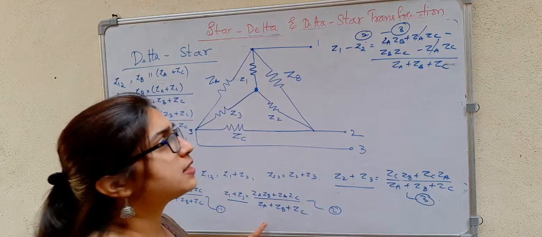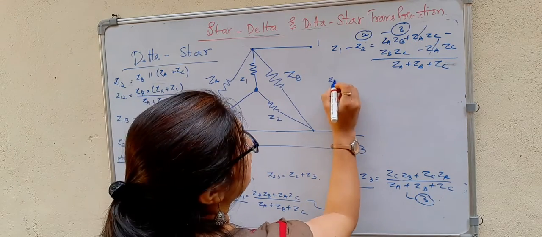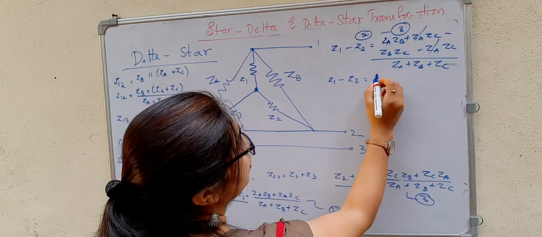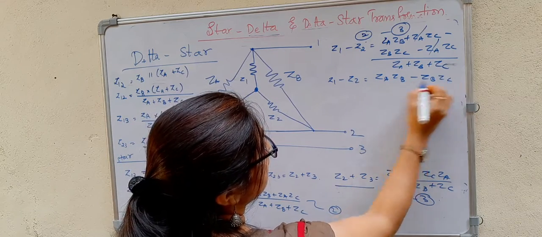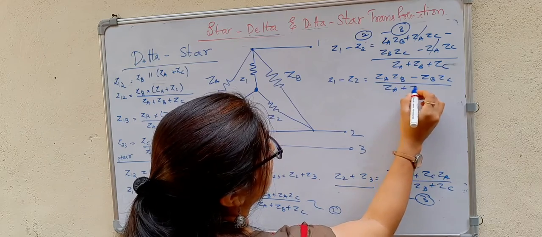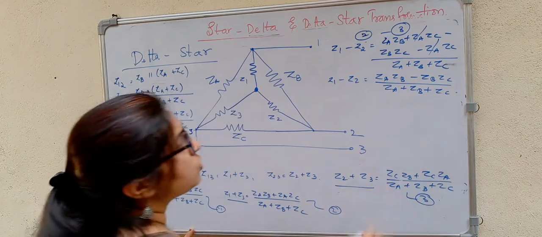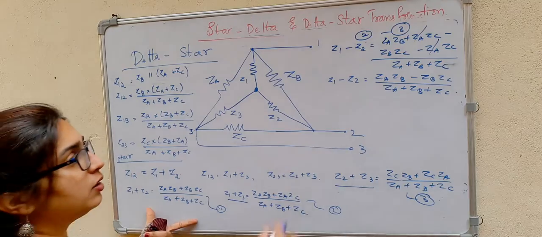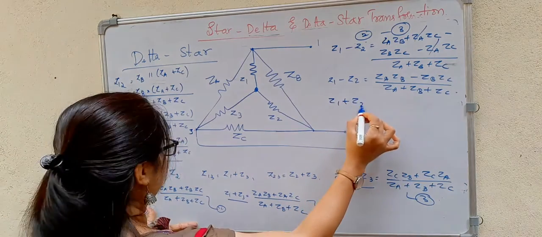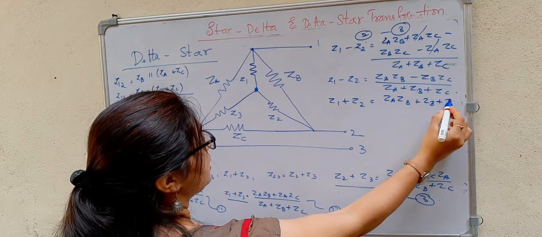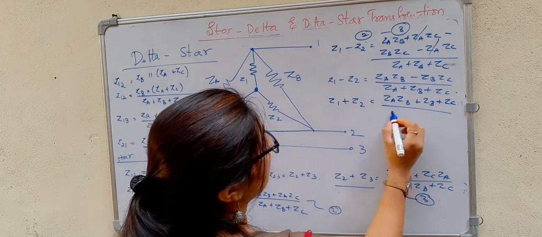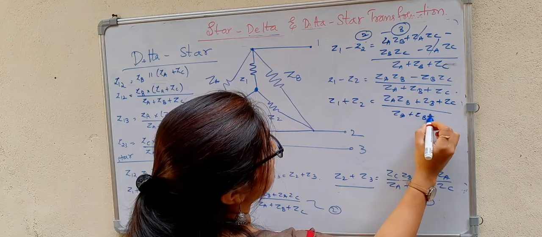So these two get cancelled. So Z1 minus Z2 is equal to ZAZB minus ZBZC divided by ZA plus ZB plus ZC. So you know Z1 plus Z2 here, so I will write it here: ZAZB plus ZBZC divided by ZA plus ZB plus ZC.